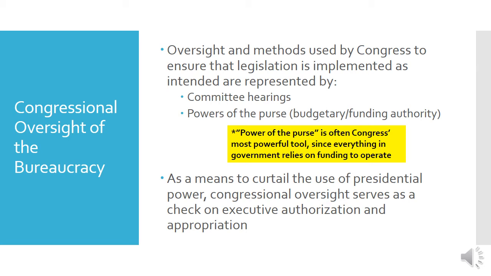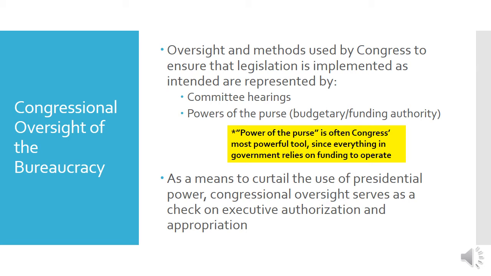And then power of the purse. This refers to Congress's budgetary authority. They provide funding for all other parts of the government, including the bureaucracy. That is maybe one of, if not the most powerful tool that Congress has available to it in many circumstances, because everything relies on funding. So ultimately, if Congress is unhappy with the way that something is being implemented by the bureaucracy, they can cut funding if they would like.